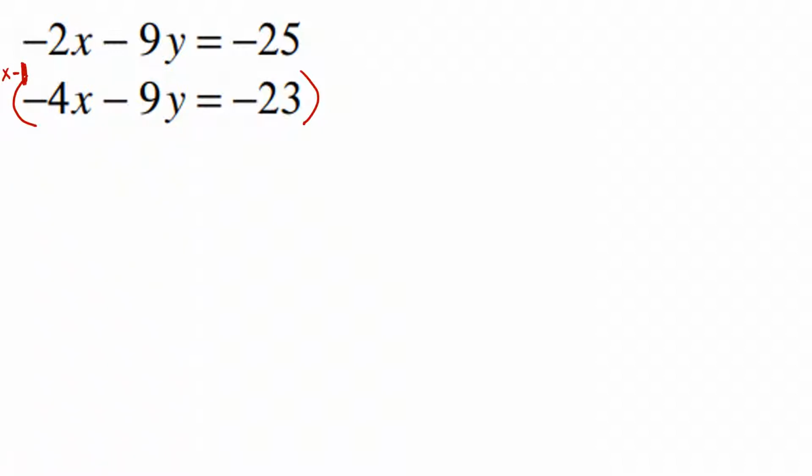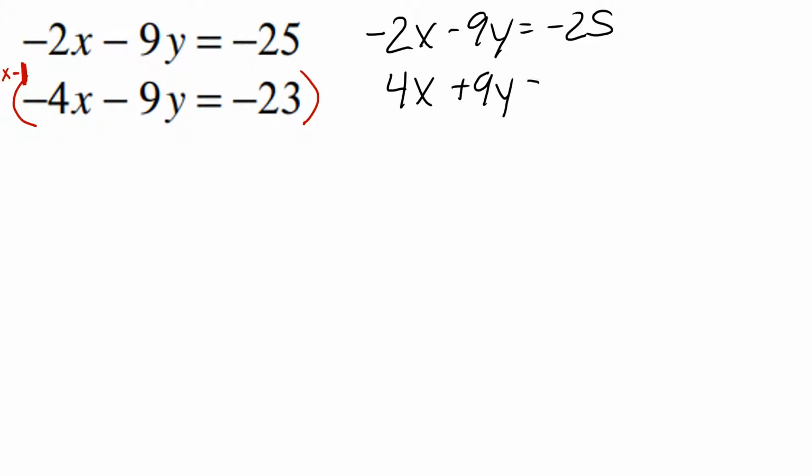Anytime you get a problem where everything looks good, you just need a different sign, we can change it by multiplying by negative 1. Now our equation is going to be negative 2x minus 9y equals negative 25. We did not change the top equation. And the bottom equation is going to become a positive 4x, a positive 9y, and a positive 23. Now the numbers are the same, but the signs are different, and so we can cancel them out.